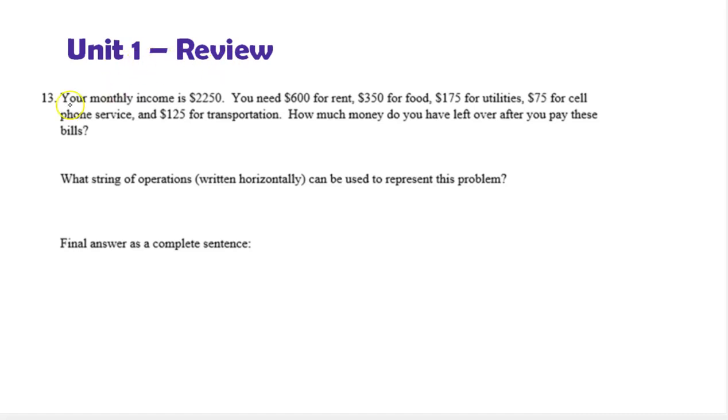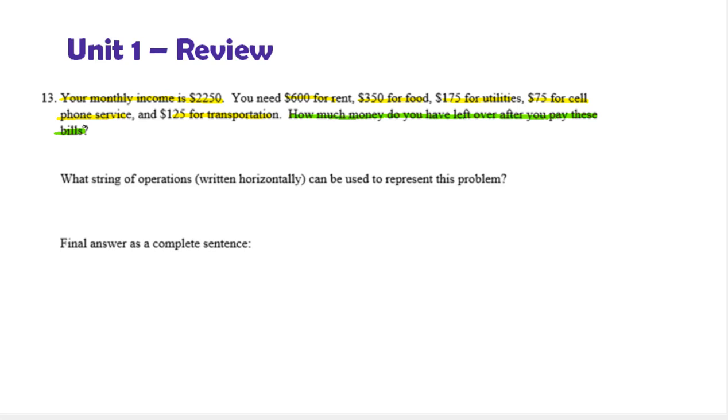Unit 1 Review, Question 13. Your monthly income is $2,250. You need $600 for rent, $350 for food, $175 for utilities, $75 for cell phone service, and $125 for transportation. And here comes the question. How much money do you have left over after you pay these bills?